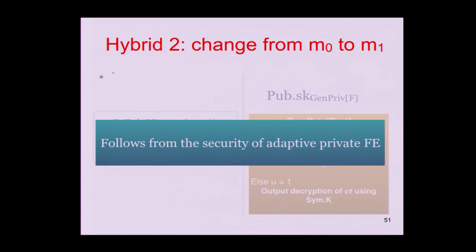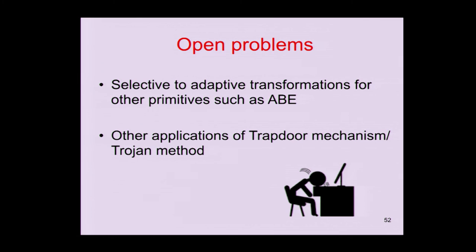Okay, so let me summarize. We show how to obtain adaptive FE from selective FE in a generic way without using any additional assumptions. Some open problems that remain are how to obtain similar transformations in the context of primitives which are simpler than FE, such as ABE or predicate encryption and so on. And also, it will be useful to see whether this Trojan method or trapdoor mechanism can be adapted to other settings as well. Thank you.